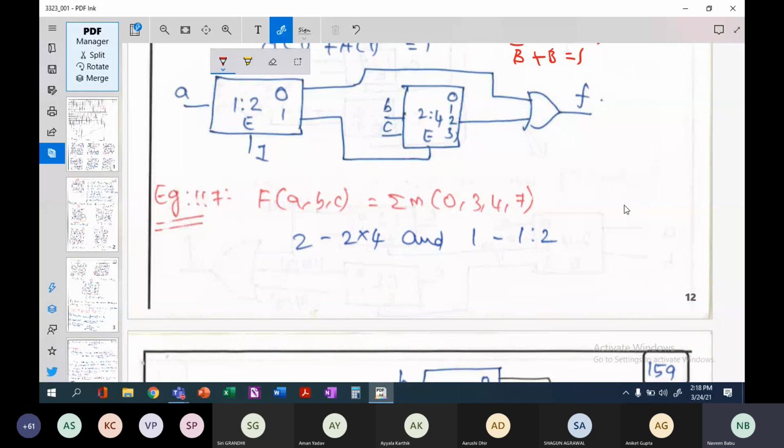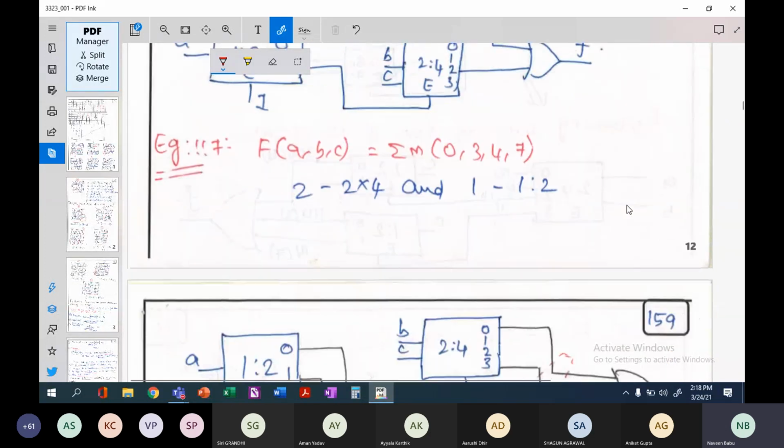See, every example is unique, so that is why I am covering every example here. So now you have to implement this function. So how do you implement? There are again two ways, either 3 cross 8 decoder or two 2 cross 4 decoders, and to select these two, I need 1 cross 2 decoder. How many? One number of 1 cross 2 decoder. So let us implement this.